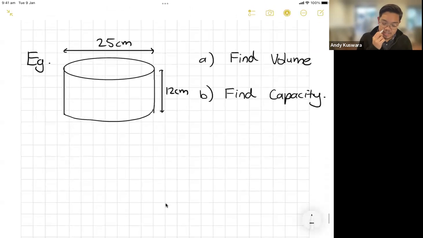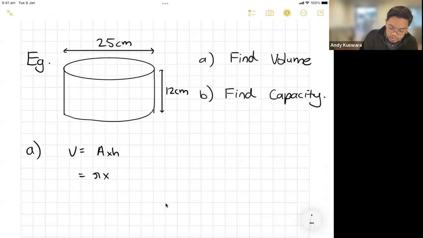Now, here's a simple question on how it might apply. We've got here what looks like a cylinder, and I want to find the volume and find the capacity. So let's do volume first. Because it is a prism-like shape with the same cross-section, volume is going to be A times H. So in this case, it's going to be pi times radius, which will be 12.5 because 25 centimeters is the full diameter. So it's pi times 12.5 squared times 12. That's your A, that's your H.